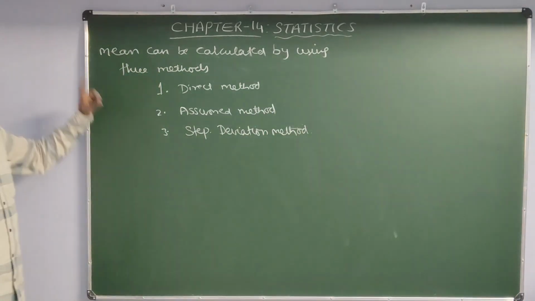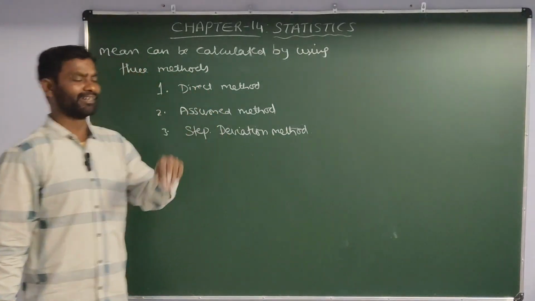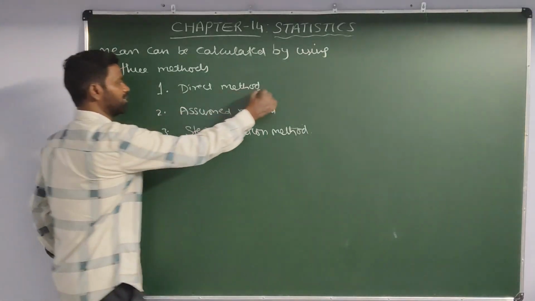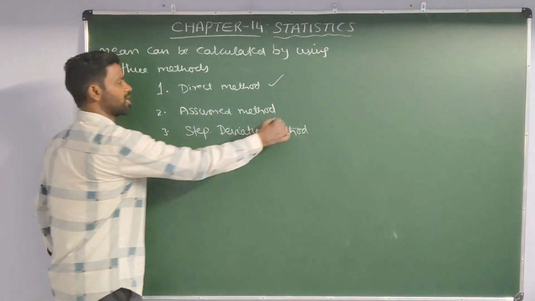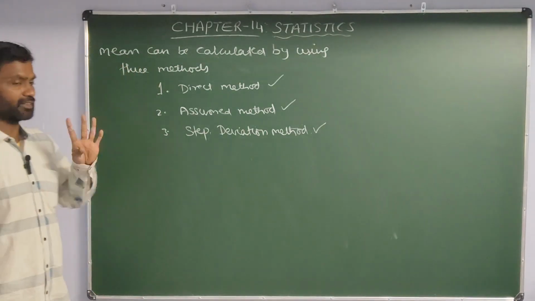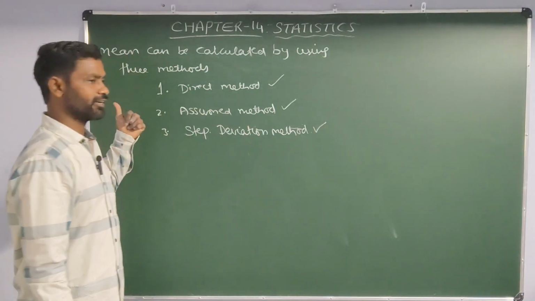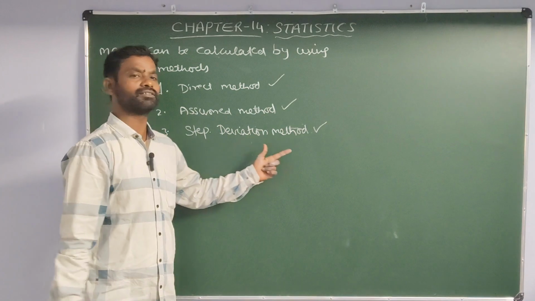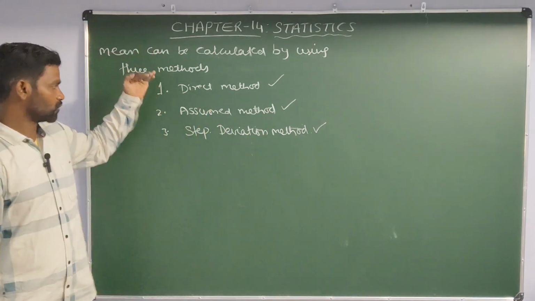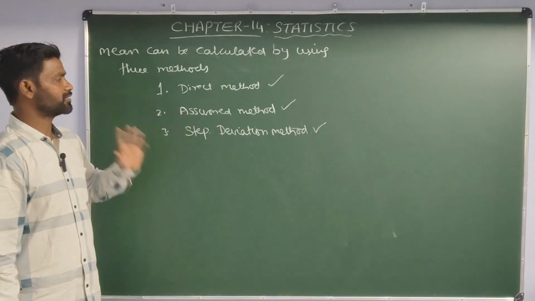Mean can be calculated by using three methods. What are they? The first one is the direct method, the second one is the assumed mean method, and the third one is the step deviation method. So let us write the formulas for the direct method, assumed mean method, and step deviation method.